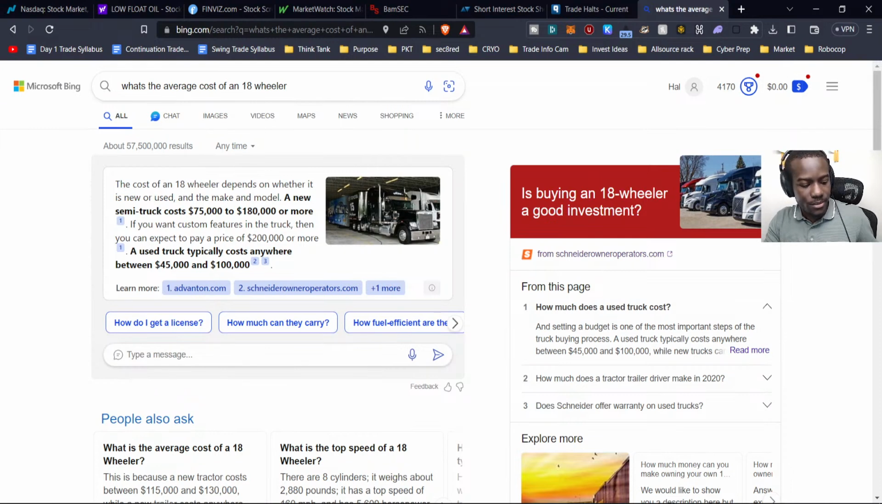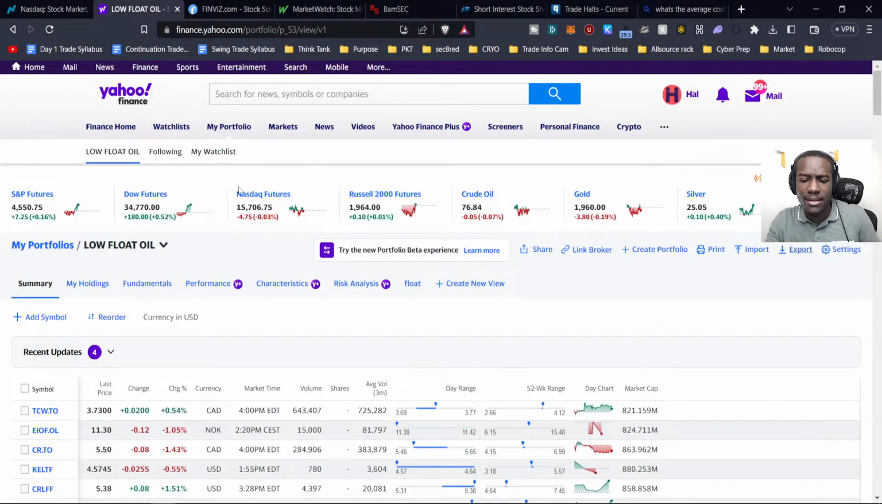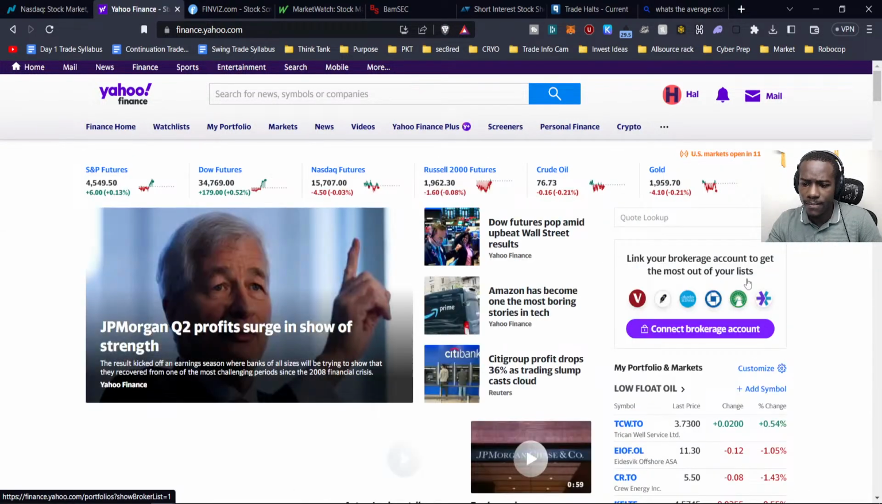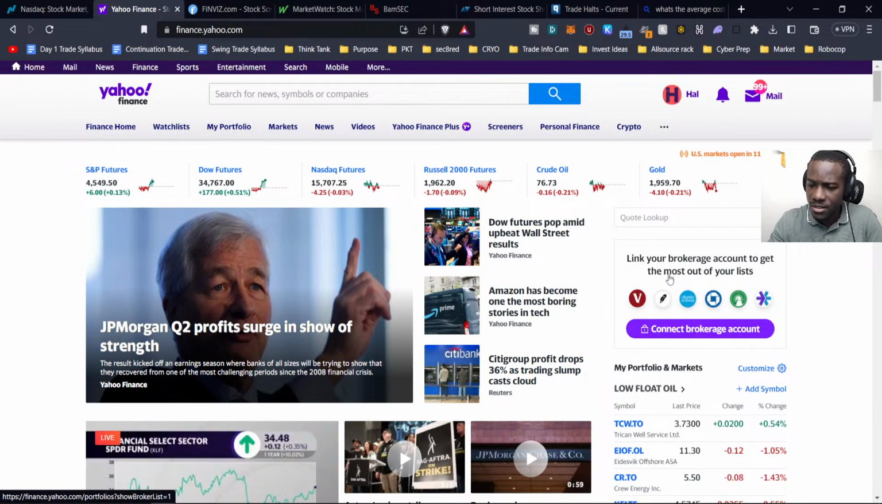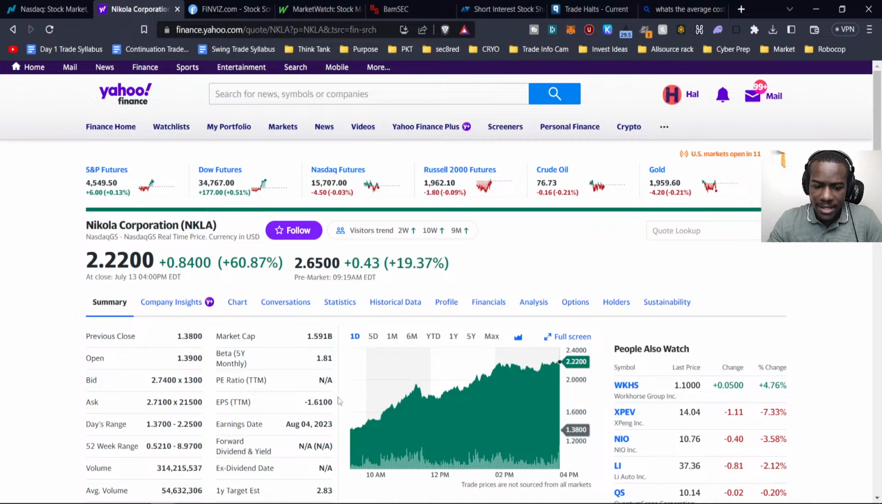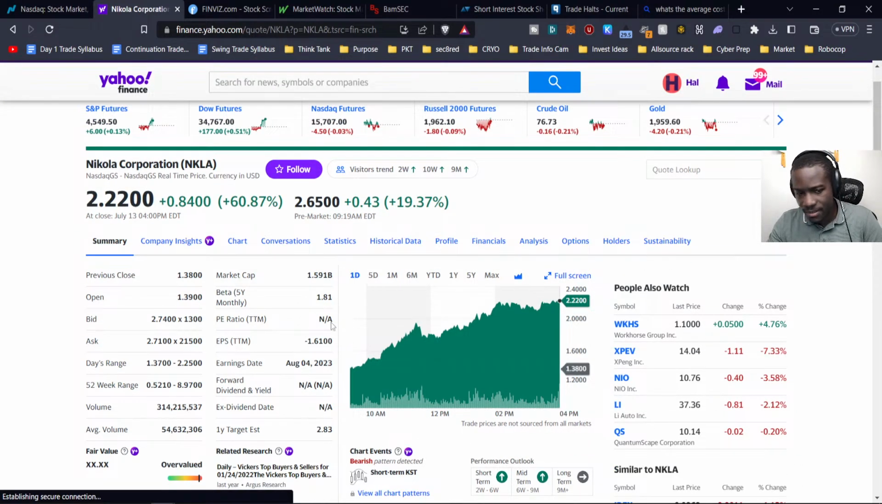So yeah, we'll see what Nikola wants to do. Also, we need to look at that float on Nikola. I think it was a little bit higher float, if I'm not mistaken. Will it be a chop factory today is the question. It is 8:19. We have about 10 minutes to the bell.